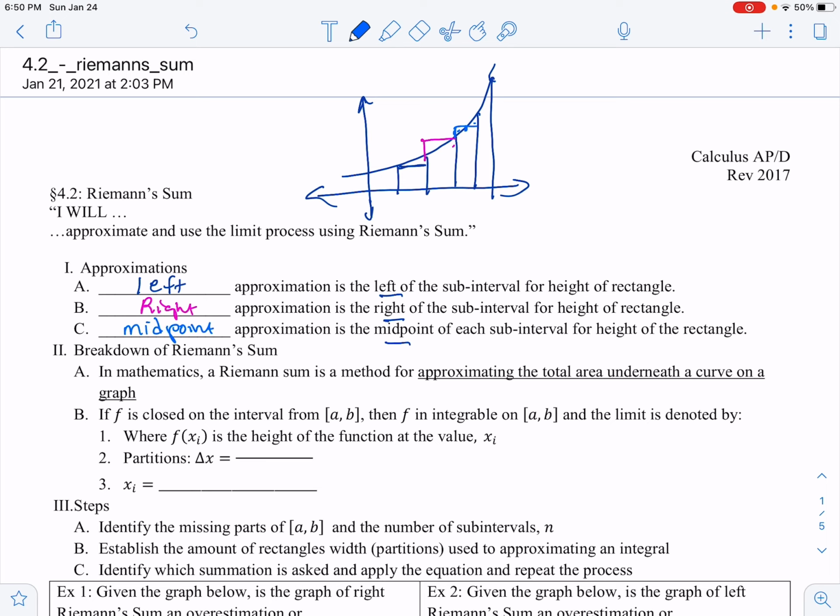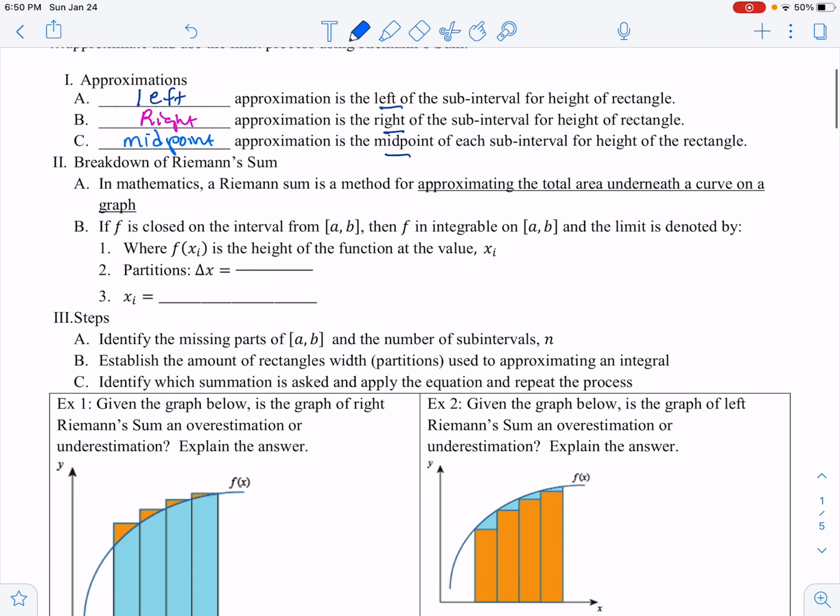What you're doing is using the y value. If you're doing a left-hand sum, you're using the y value on the left, and then the width, and you get a rectangle, and you add that up, and you get your area. Then you add up the next one, and the next one. Either you do them all from the left, or all from the right, or all from the midpoint. Okay?